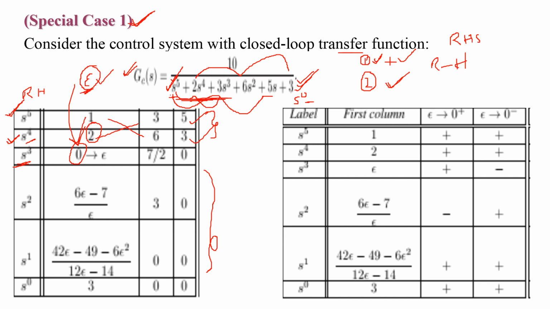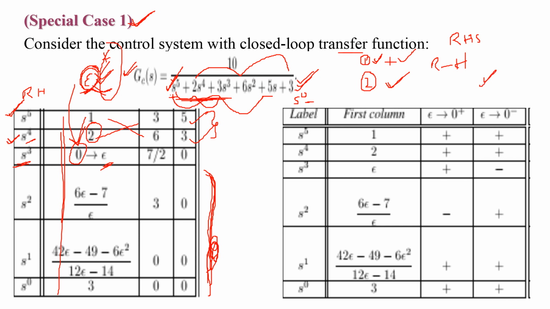Okay, after considering epsilon, we have to complete the remaining table elements by considering epsilon. After completing the entire RH table, we have to find out the number of sign changes in the first column by considering this epsilon small integer as positive as well as negative. By considering these two cases, we have to find out the number of sign changes in the first column, that is given here.